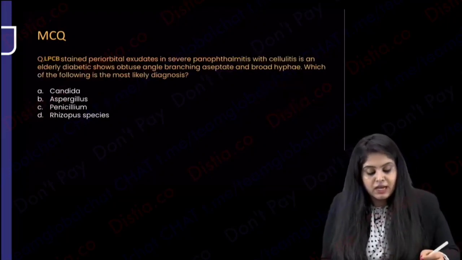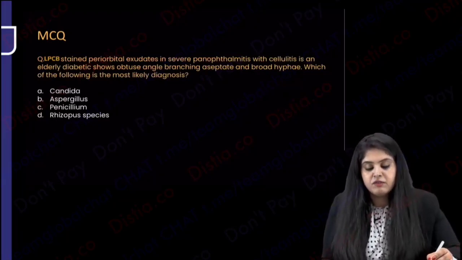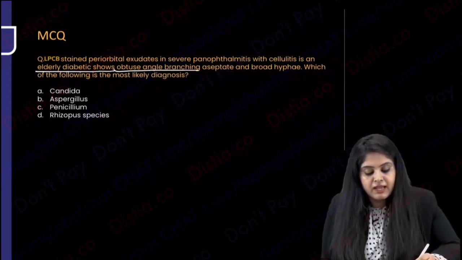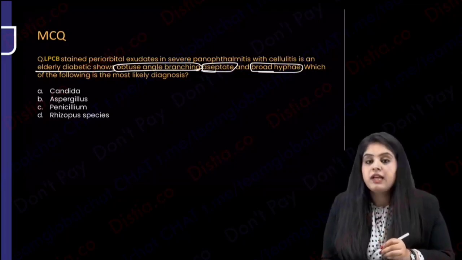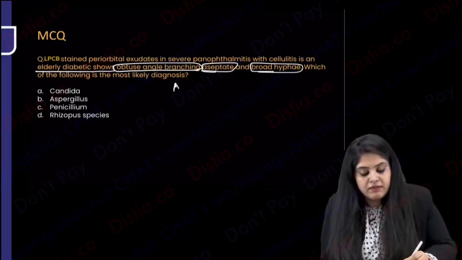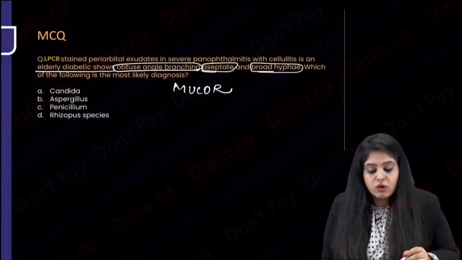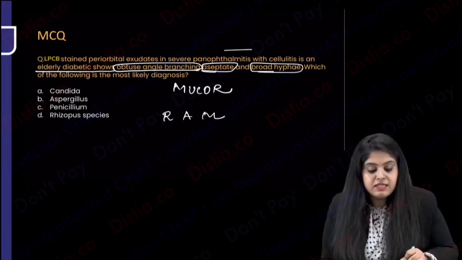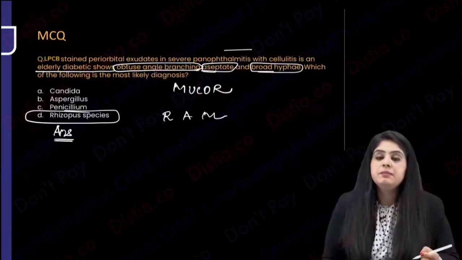Okay, moving on, coming on to the last question that we have, a lactophenol cotton blue staining. There's a case of panophthalmitis with cellulitis in an elderly diabetic patient showing obtuse angle branching, point number 1. Second, they are aseptate, and third, they are thick, broad. What is your likely diagnosis? So obtuse angle with aseptate and broad. I know I'm dealing with a case of mucor, but mucor is not written. Is any family member of mucor written out here which can cause ocular involvement also? Family members of zygomycetes, RAM, that is Rhizopus, Absidia and mucor. They are under the same family. So what is the best answer that I can pick over here? I can pick Rhizopus.